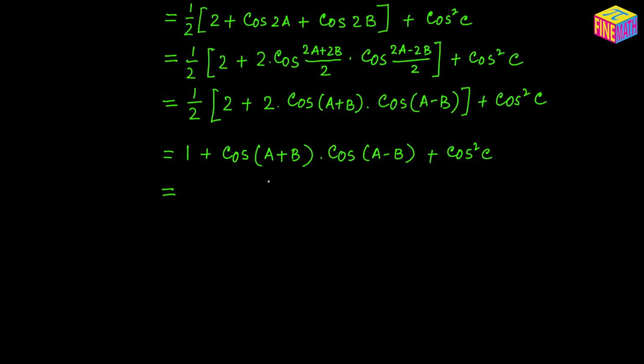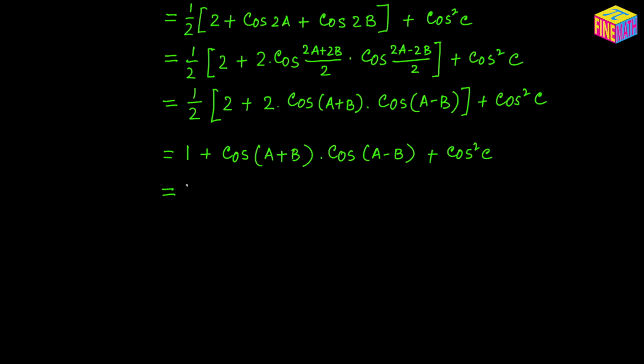And from here, in place of A plus B, I am going to write pi minus C, because A plus B plus C is equal to pi radian. Those are the three interior angles of a triangle. Their sum is 180 degree or pi radian. So I am going to replace A plus B with pi minus C.